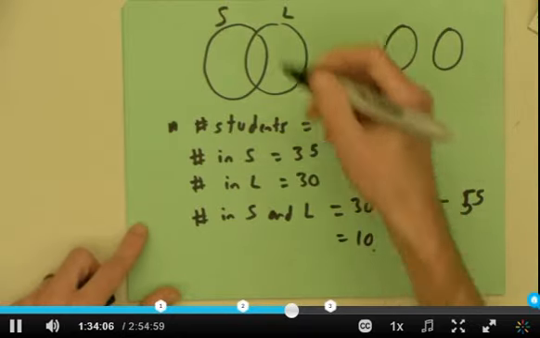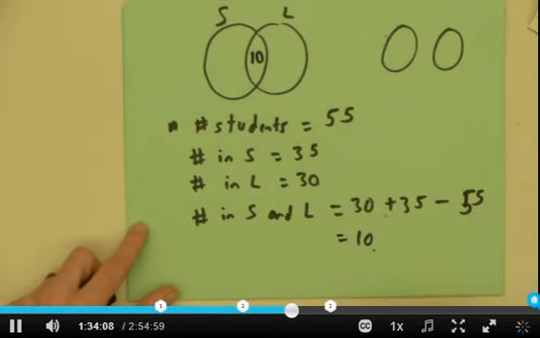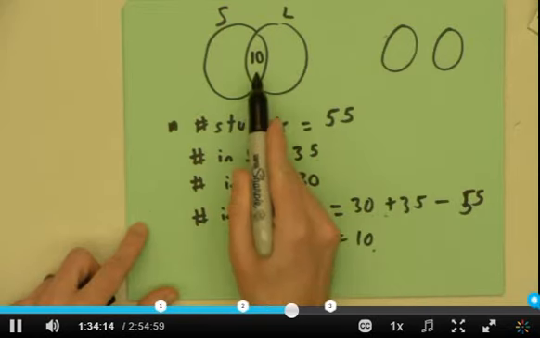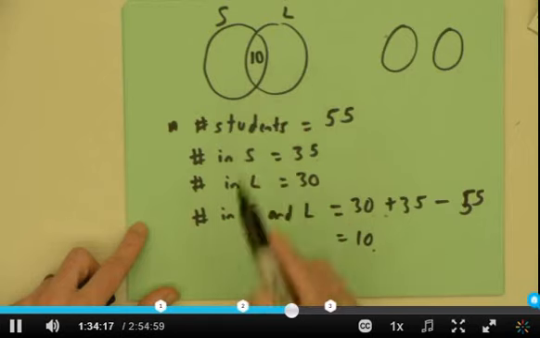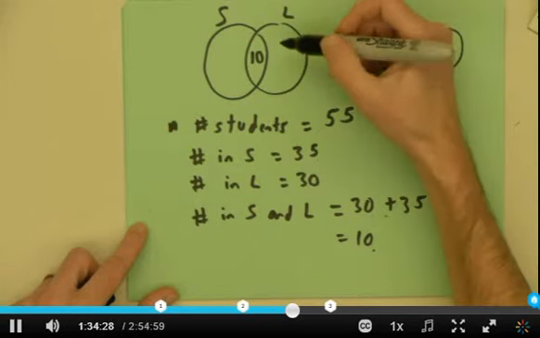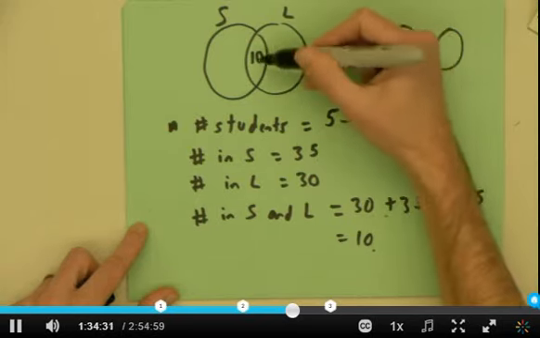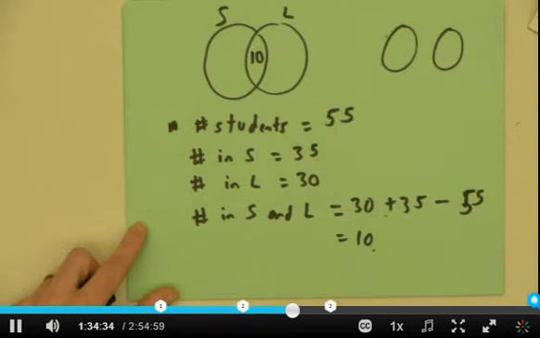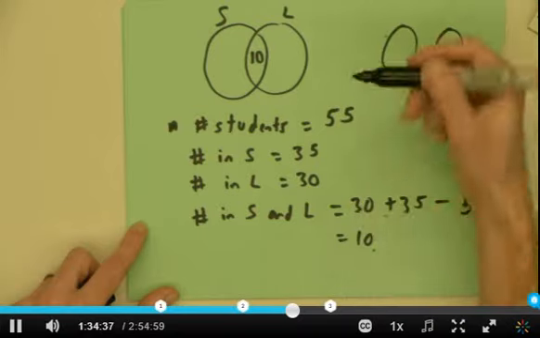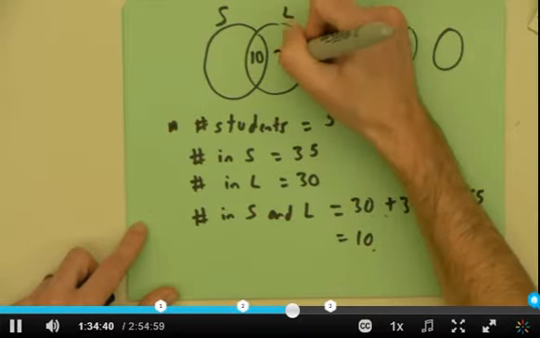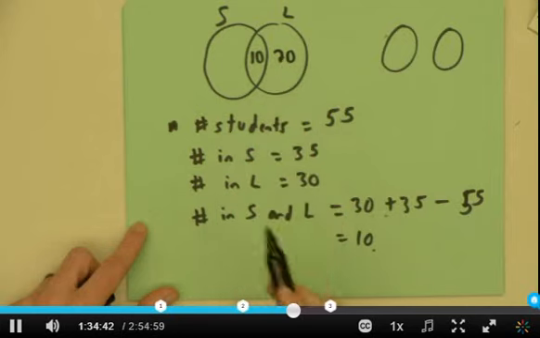And then what I like to do is I like to write this in. There's 10 here in the middle. And if there are 30 in literature, 10 of whom are also taking statistics, how many are in literature but not statistics? Well, I need to know a number here that when I add it to 10 gives me the total in literature. 20. All right, it's going to be 20 here. Because when I take the 20 and 10 together, I get the 30 that are in literature.